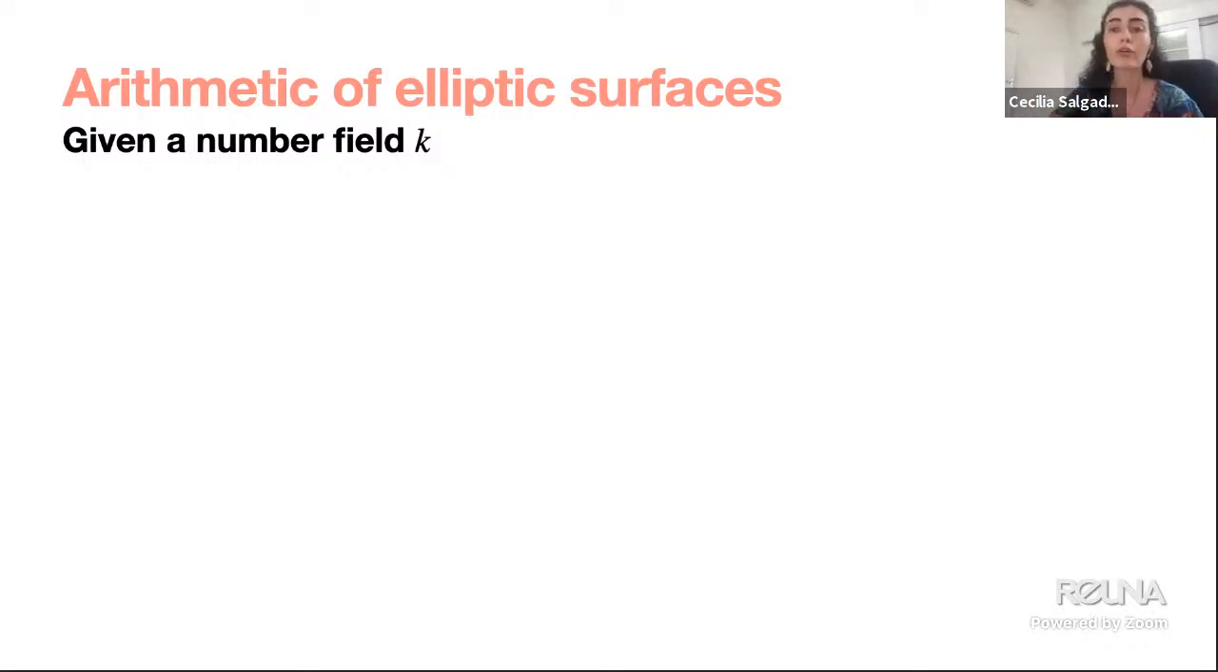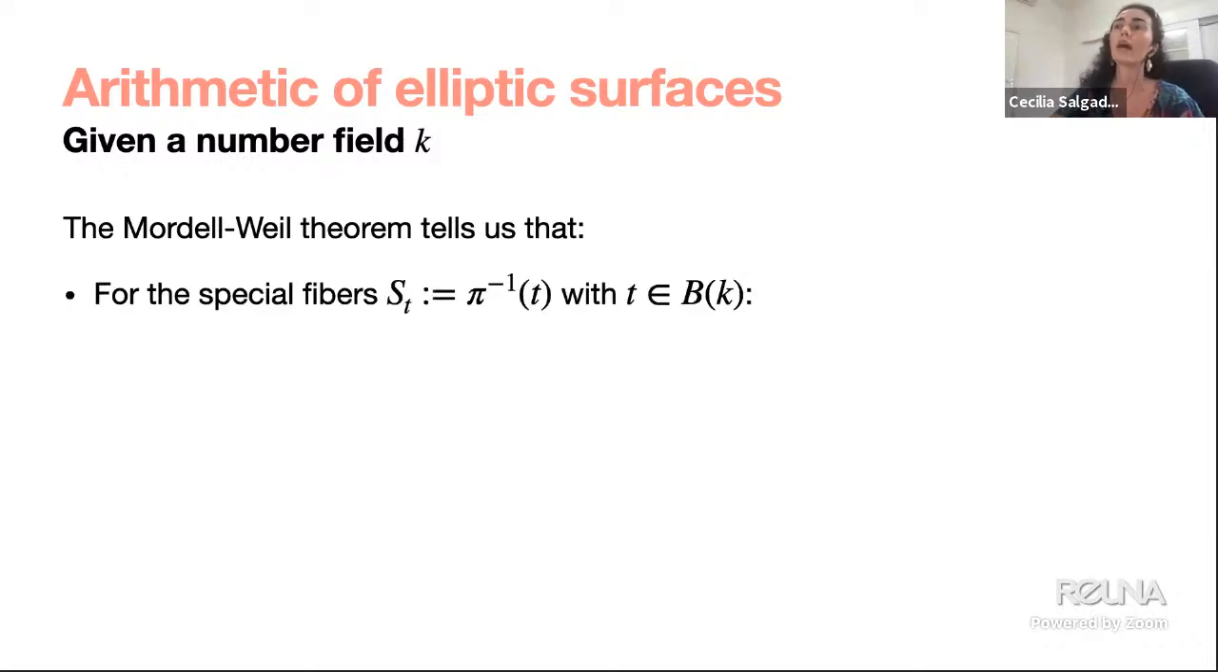And therefore, the Mordell-Weil theorem tells us that for the special fiber, so for each point inside of B, I have a finitely generated commutative group, which is of this form here, as all finitely generated commutative groups.